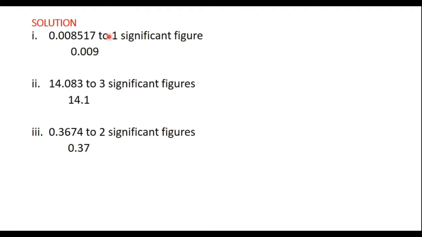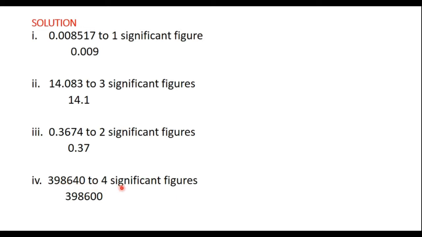So you can see from here that in this number there are only 2 significant figures. In the first one, we said we should correct it to 1 significant figure, so you see in the number there's only 1 significant figure. When you come to the second one, there are 3 significant figures, and the third one here there are 2 significant figures.